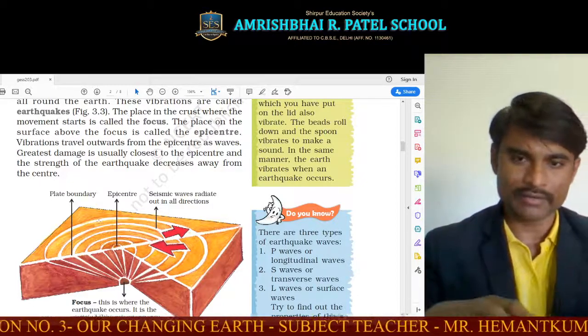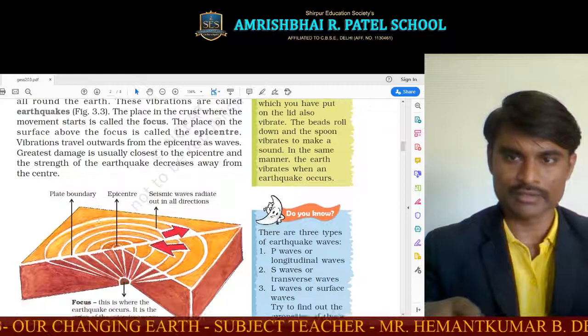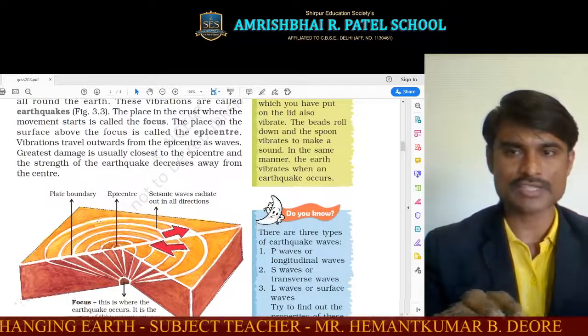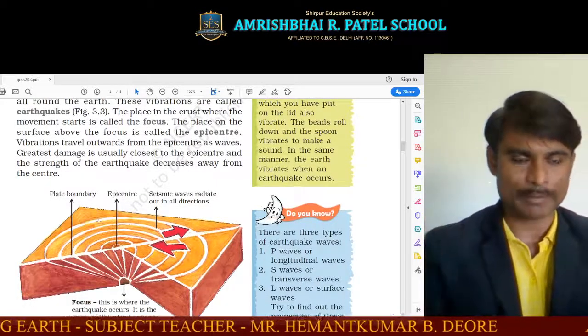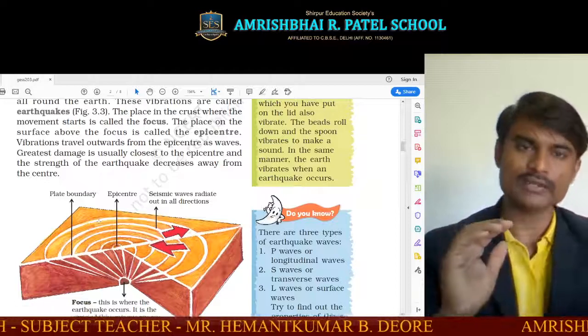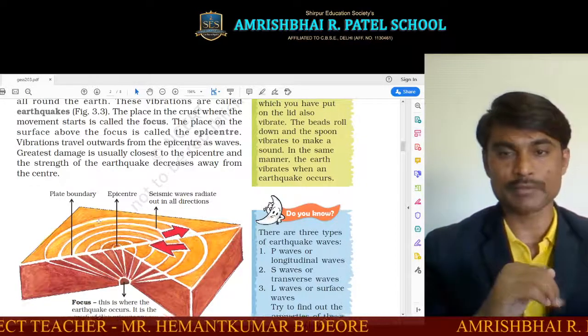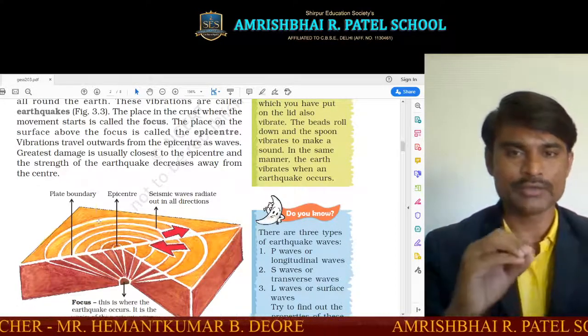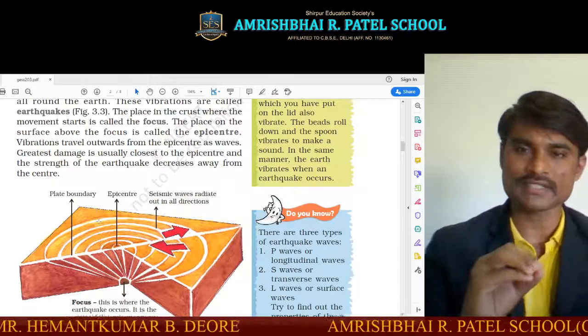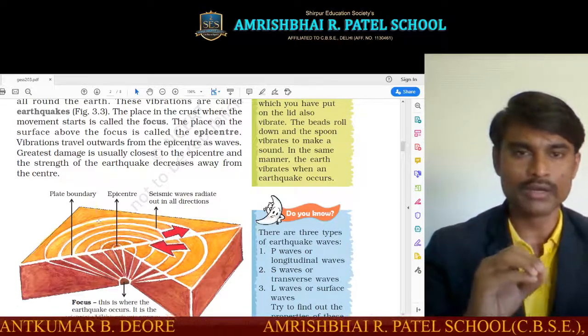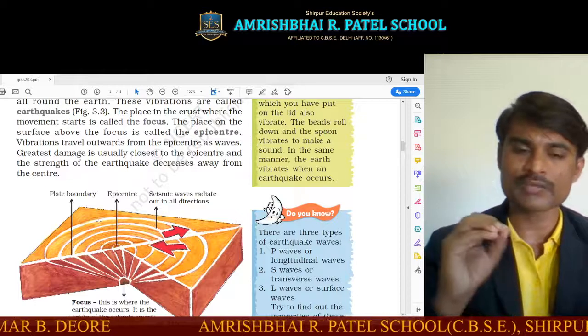Vibrations are there when the lithospheric plates start moving. These vibrations can travel outwards from the epicenter as waves. They travel as waves from the epicenter. The greatest damage is usually closest to the epicenter, and the strength of the earthquake decreases away from the center.